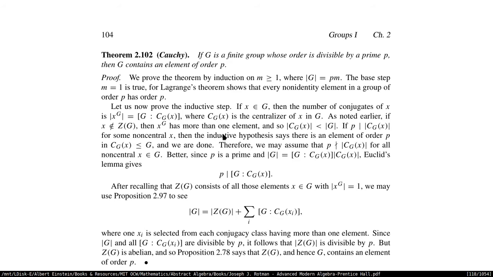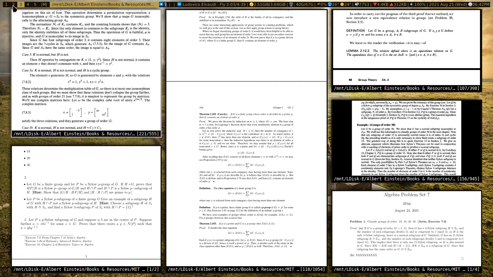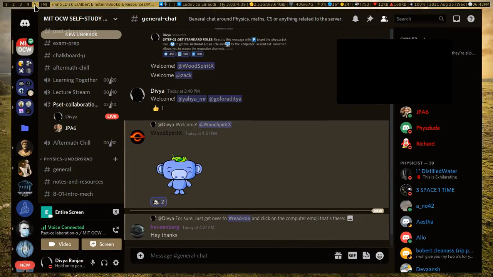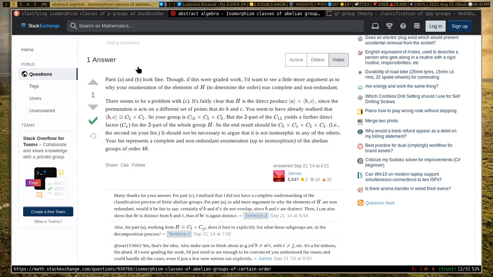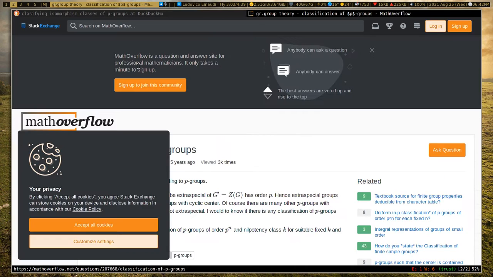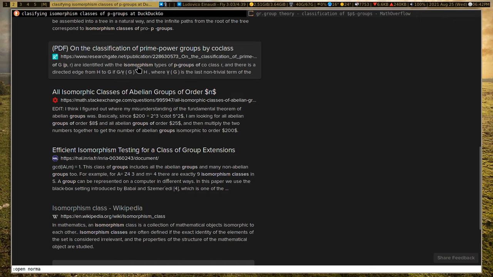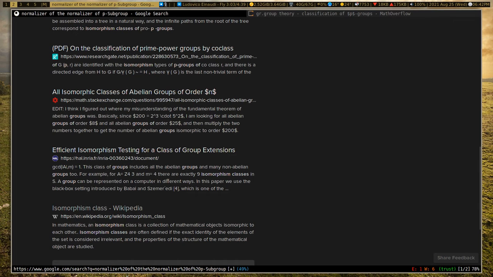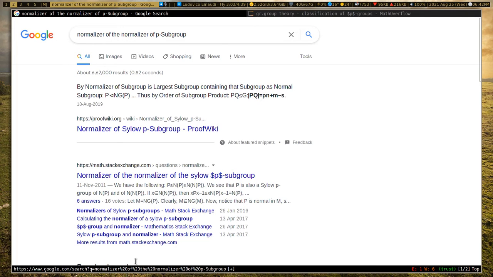Wonder if you can find that. I'm not looking where you're looking right now. Try a search on normalizer of the normalizer of P. See if you can find the same article I'm seeing. Normalizer of the normalizer of the... Okay. That's the one.